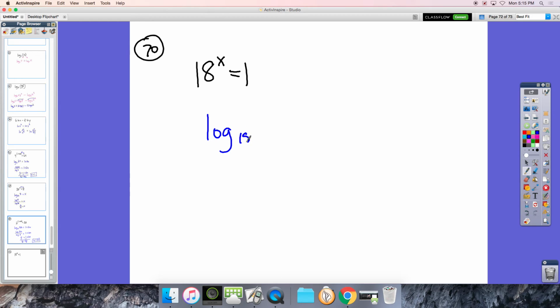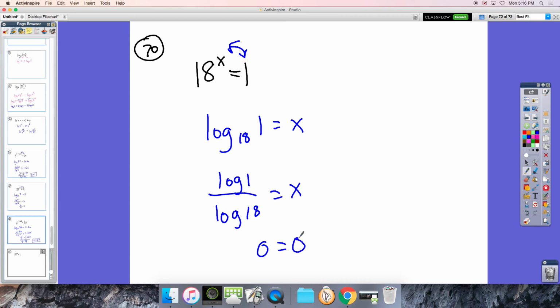Log base 18. Remember to trade these. On top we'll have log 1 over log 18 equals x. And that equals 0.